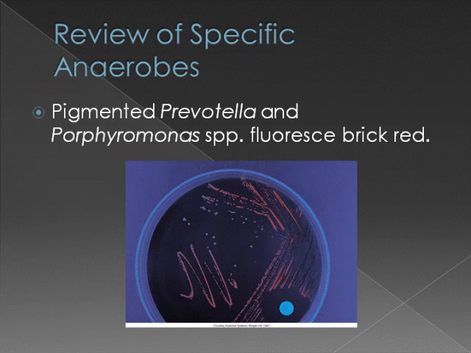Okay, quick review of some specific anaerobes. Pigmented Prevotella and Porphyromonas species fluoresce brick red. So there's a picture there for you to see under the UV light. They will fluoresce the brick red. That is one characteristic of these.